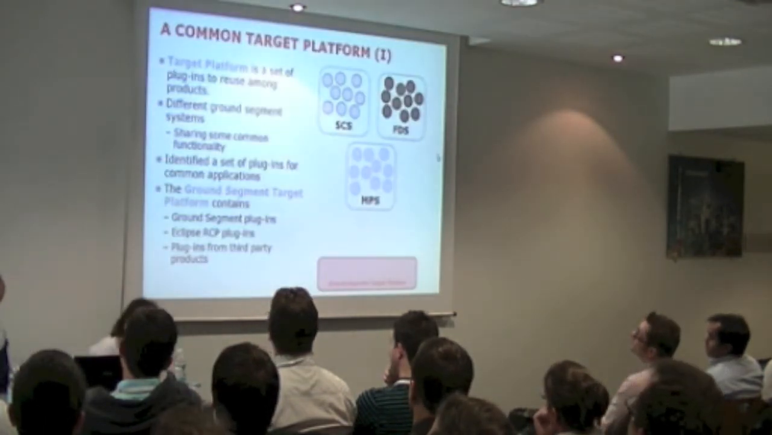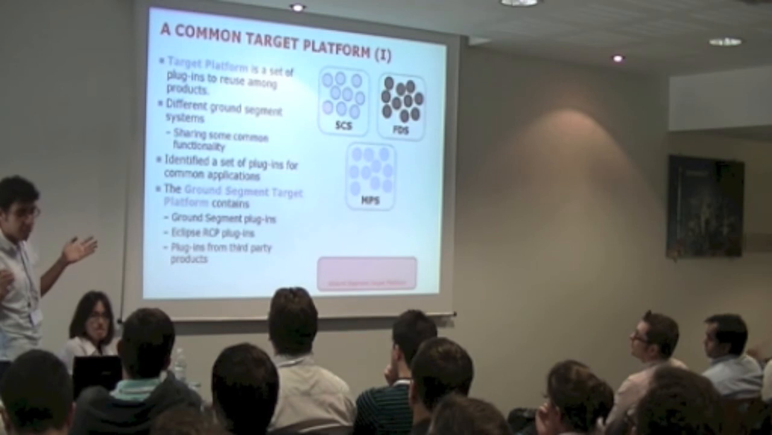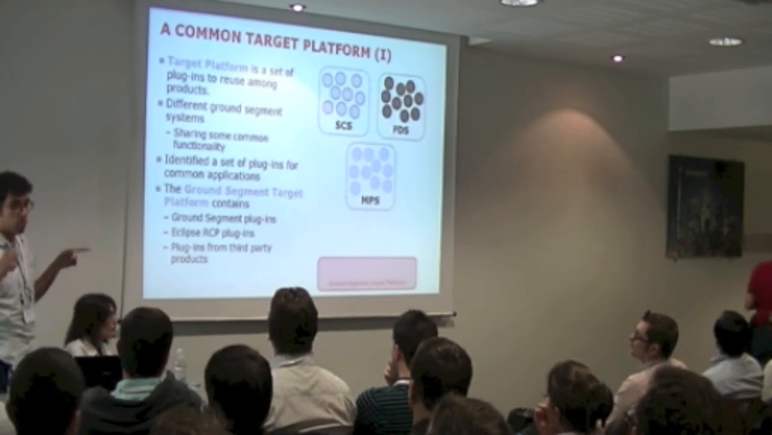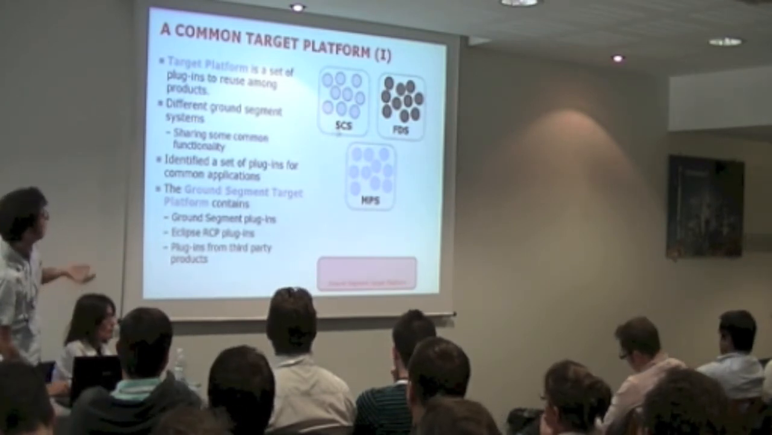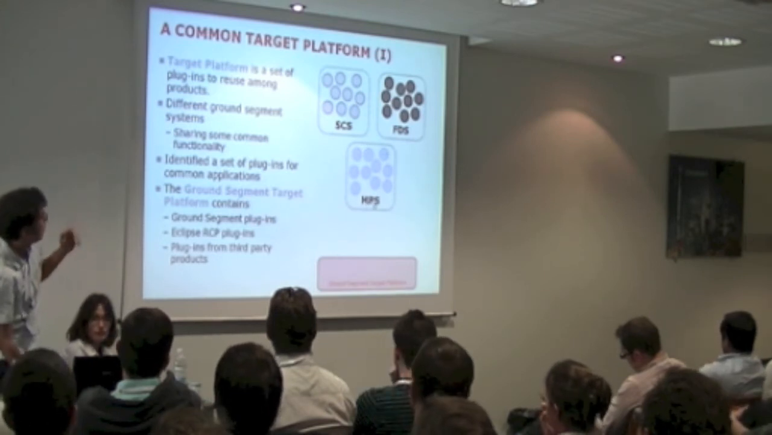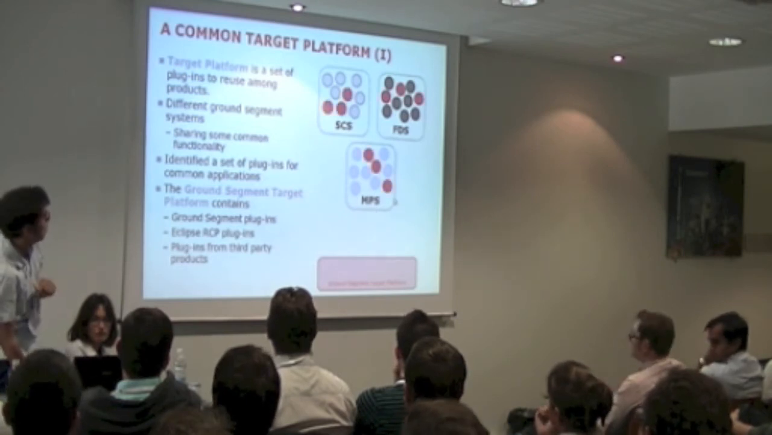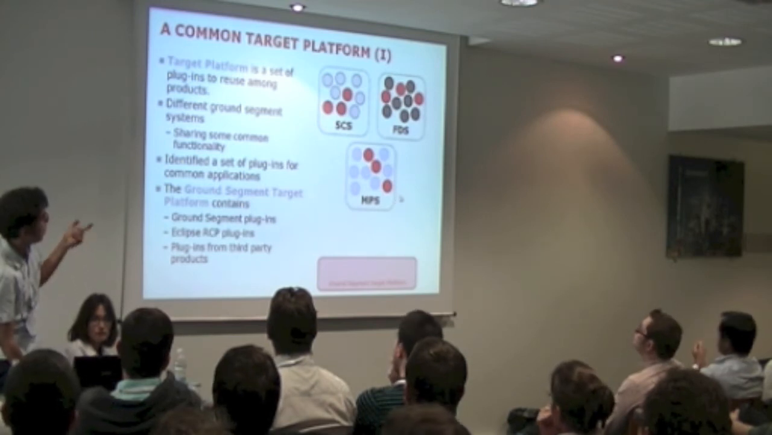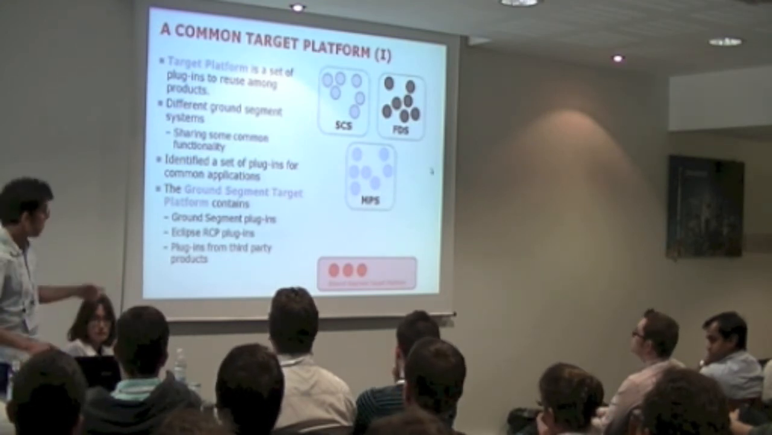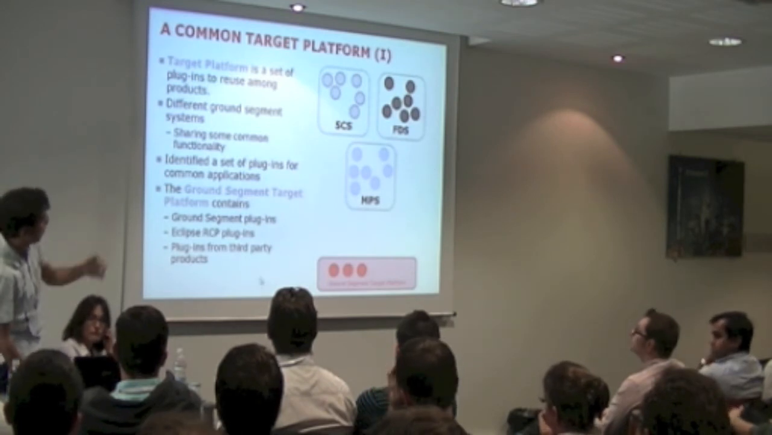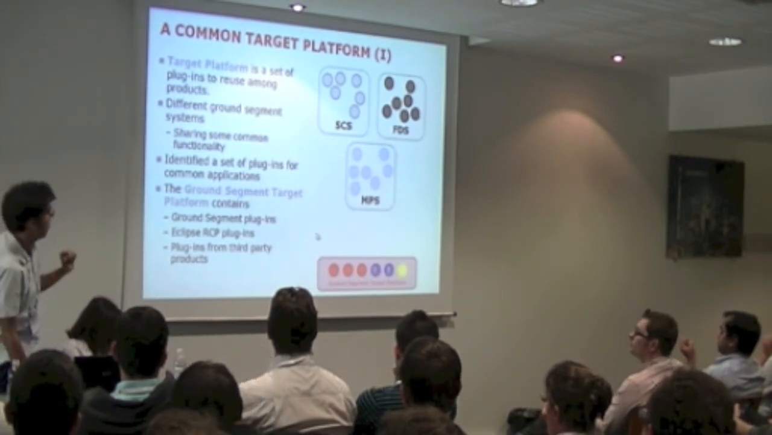The first step, and it's probably the most important of them, was the definition of a target platform for the common development. A target platform is basically a set of plugins that you intend to reuse among different developers. We noticed that we have different systems, say satellite control system, flight dynamics, mission planning. They share common functionality among them. So our first step was to identify the set of components that were common among all of them. And with this information, we created the plugins that were part of the ground segment target platform, and it was shared among the developers. So basically, we have a ground segment target platform for all systems with this common set of plugins, the Eclipse RCP plugins, and other third-party products.